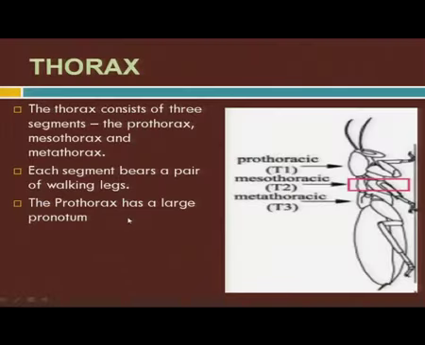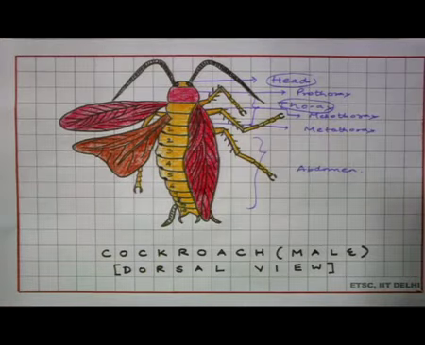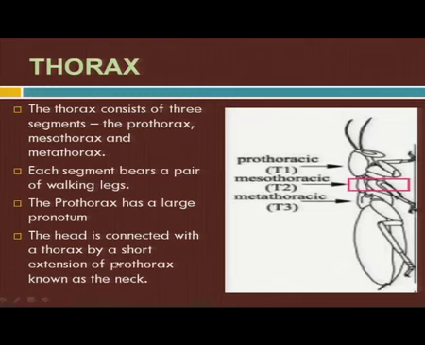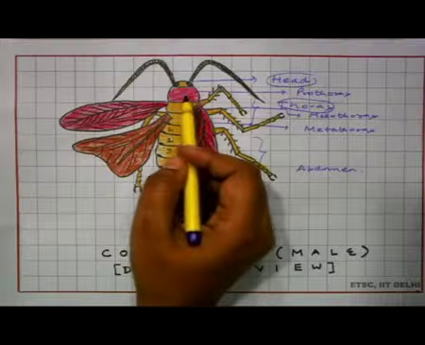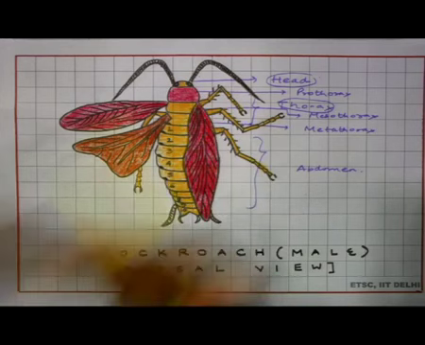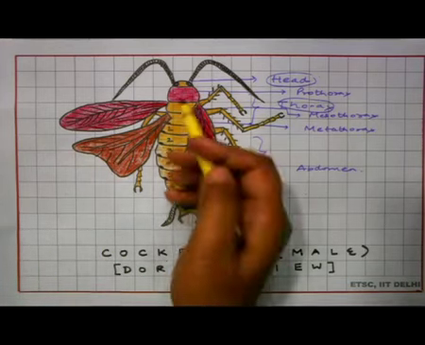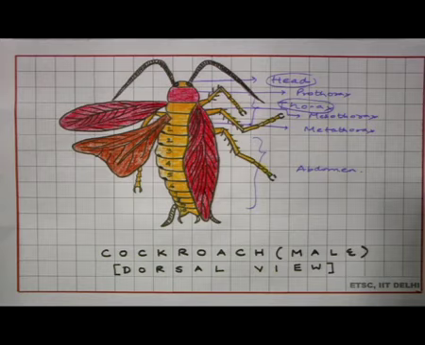The prothorax also has a large pronotum which covers the head partially. The head is connected with the thorax by a short extension of the prothorax, which comprises the neck and holds the head and thorax region together. So, the neck is like a connection between the head and the thorax region, right. Okay. Next, moving on to the walking legs.